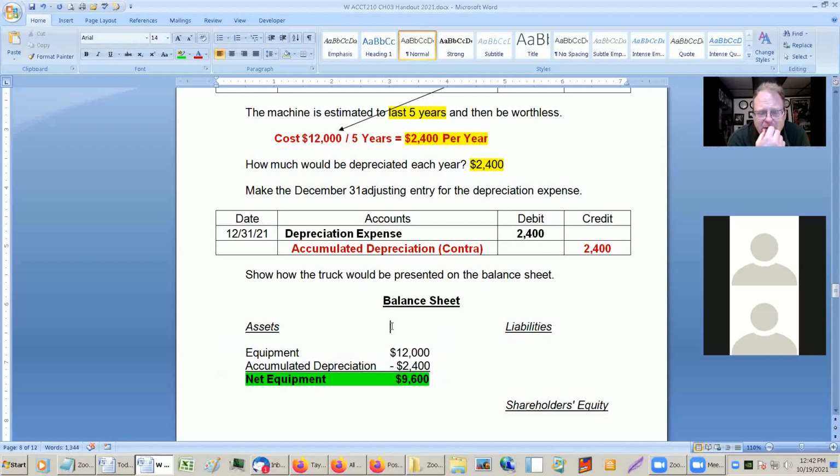The depreciation expense is pretty straightforward. As far as the journal entry is concerned, it's always exactly the same. And the idea is that you're just taking this item and saying, okay, it's going to last for however many years, and you split it up between the years.